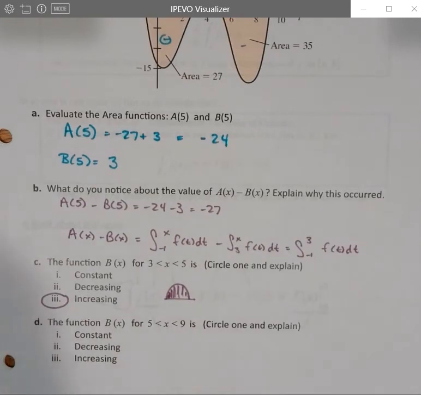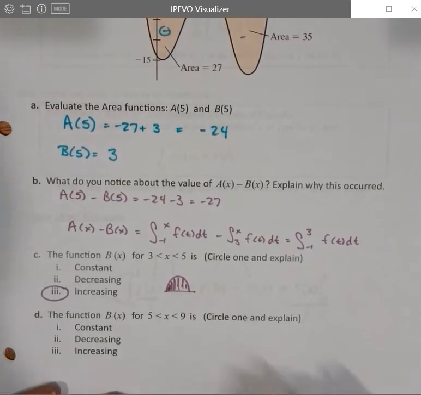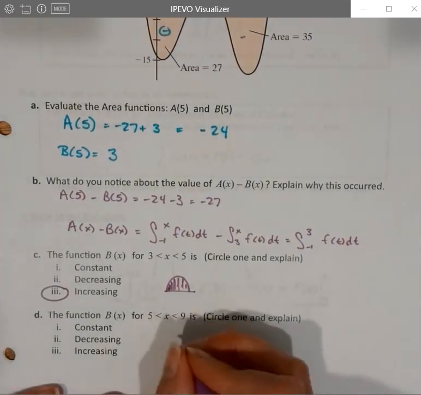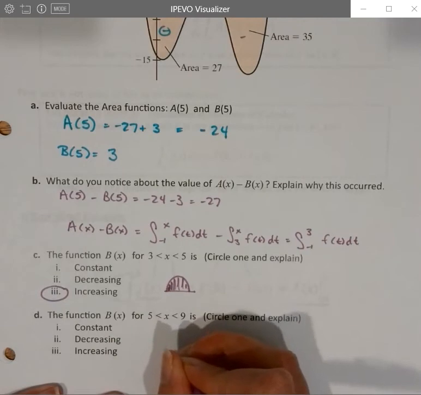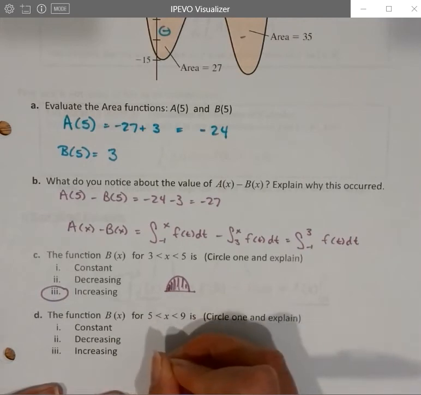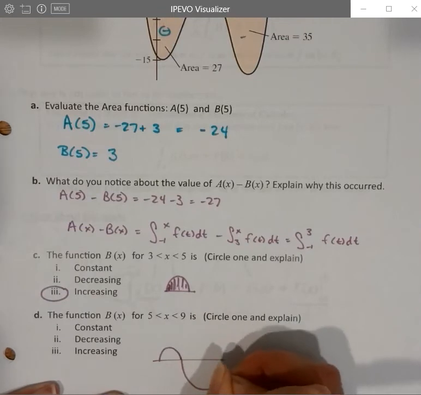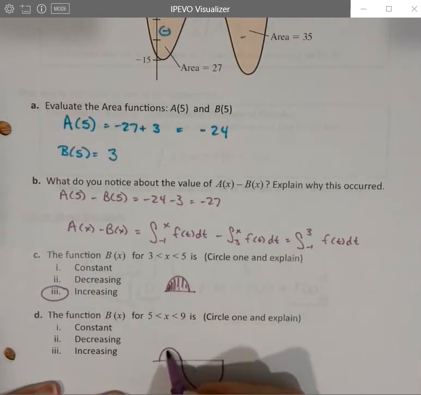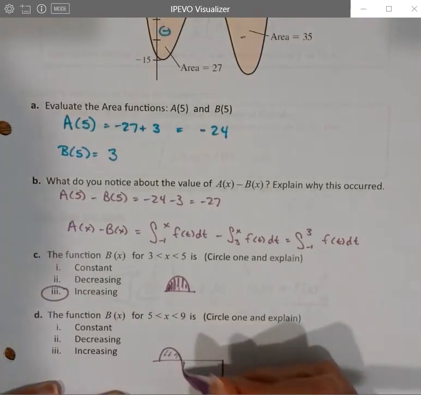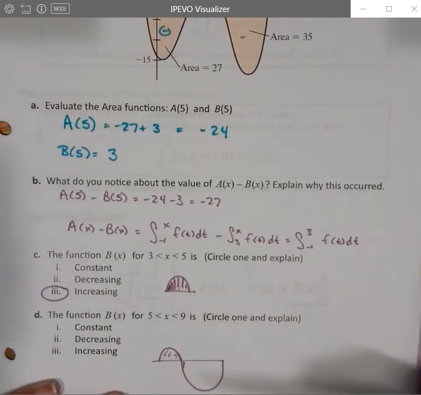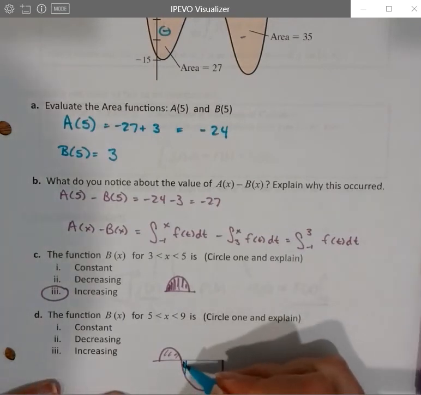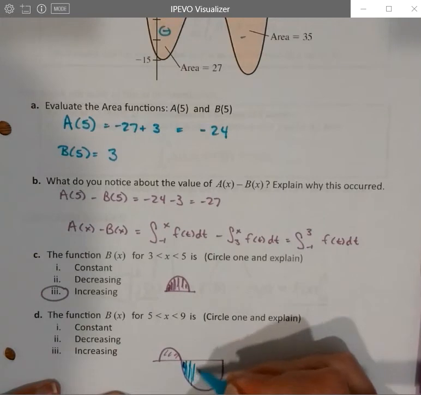The b of x function from 5 to 9, okay? So the b of x function from 5 to 9, b still starts at 3, but I'm looking at it from 5 to 9. So we're looking at it down here. So we had some positive area. Now the new part is that we're taking these negative areas and adding on these negative areas.